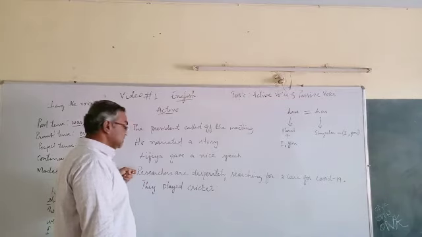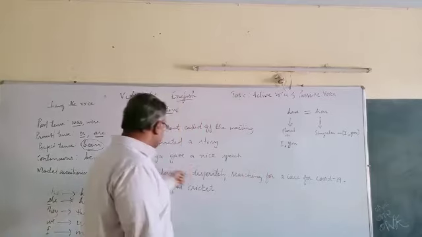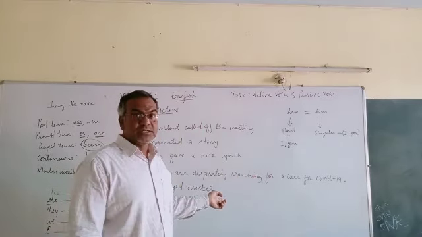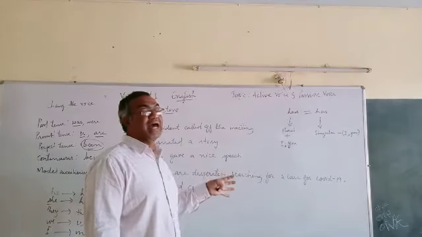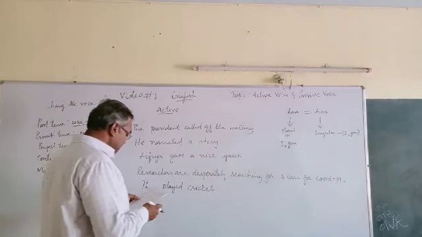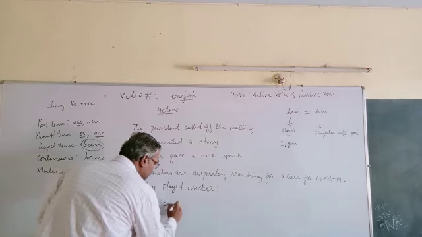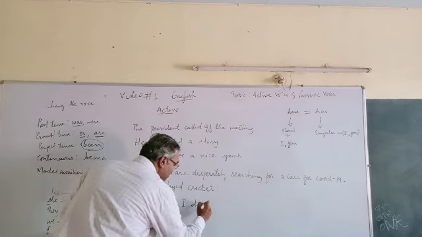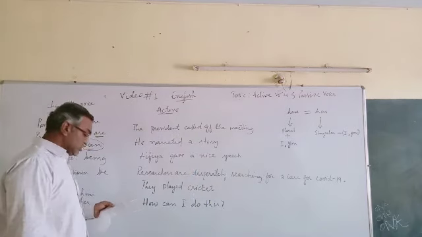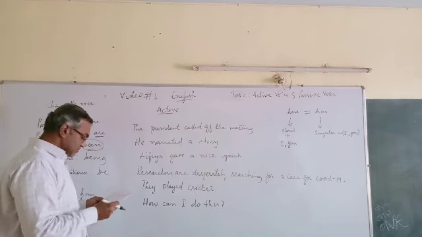But a sentence like this, researchers are desperately searching for a cure for COVID-19, usually comes in first language English subject. First language English students will definitely have a difficult sentence compared to second and third language. For example, this one: How can I do this? This is also third language. It's a question, right? It's an interrogative sentence.